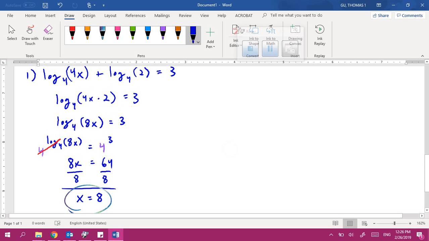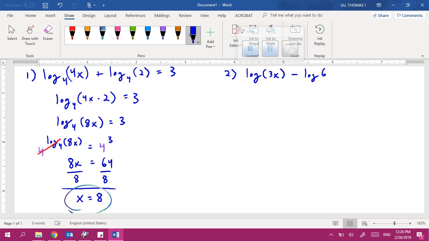All right, next example. Log of 3x minus log of 6 equals 1. What do we want to do here? That's right, you want to combine the logs. So if I combine those logs, what would it result in?